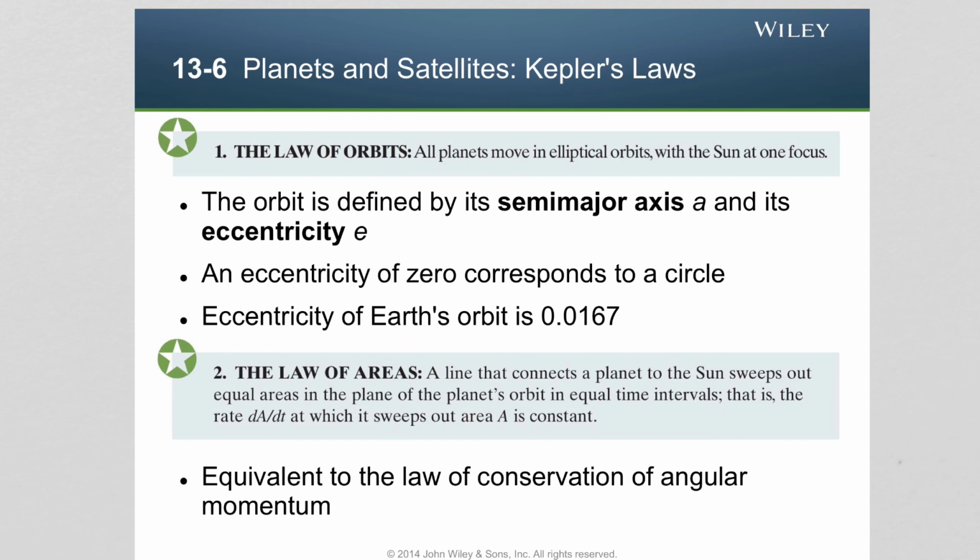Kepler's second law is the law of areas. A line that connects a planet to the Sun sweeps out equal areas in the plane of the planet's orbit in equal time intervals. That is, the rate, dA/dt, at which it sweeps out area A is constant. And this statement is equivalent to the law of conservation of angular momentum. Qualitatively, the second law just tells us that the planet will move most slowly when it's farthest from the Sun and most rapidly when it's nearest to the Sun.